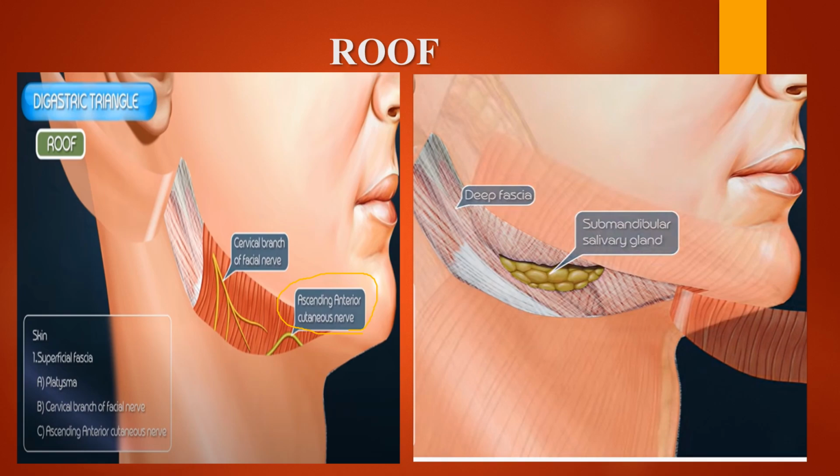So altogether in the superficial fascia, we appreciate number one, the platysma. Number two will be the cervical branch of the facial nerve. And the third will be the ascending anterior cutaneous nerve. Yes. So skin, superficial fascia. The third one will be the deep fascia.